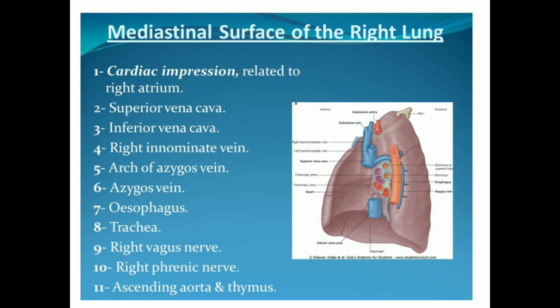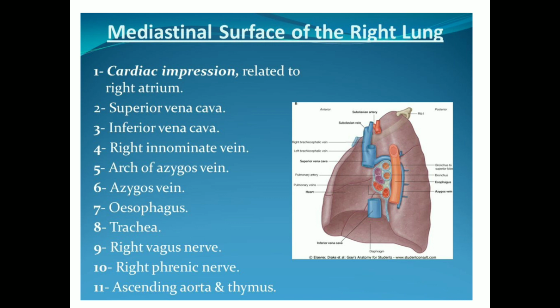Then next we are coming to the mediastinal surface of the right lung. So what are the features you see in the mediastinal surface of the right and the left lung? See in the diagram here. This is the surface you are looking at. If you look, this is the apex of the lung and this is the base of the lung. So the view you are looking at is called the mediastinal surface of the right lung.